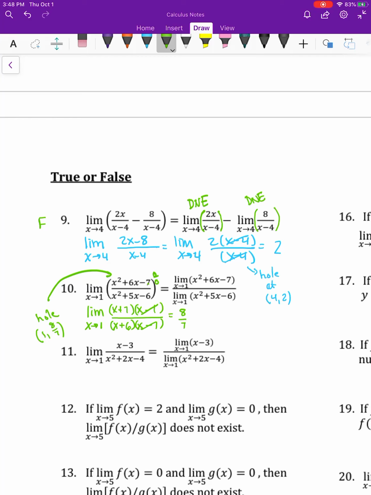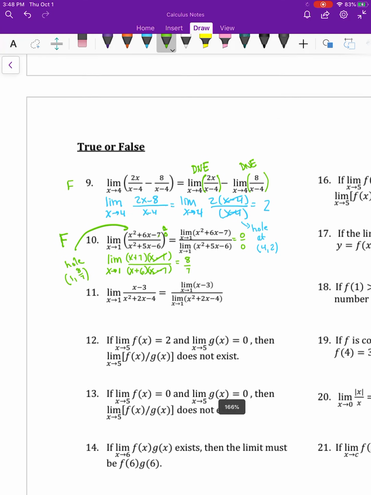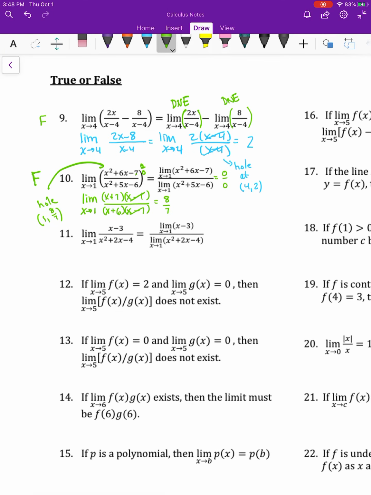Okay, but the limit exists where if you looked at these separately, you would get 0 divided by 0. And so this is not equivalent. And again, it's because you had a common factor. Okay, if you have a common factor, that's going to be what you are supposed to be looking for. All right, so let's look at this next one.